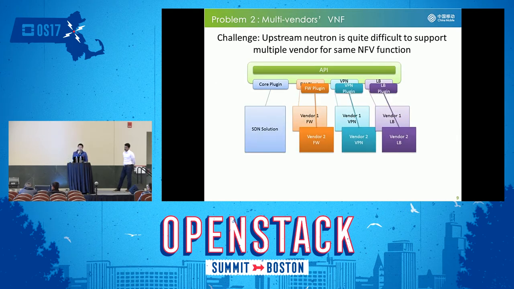The problem too is that upstream Neutron is quite difficult to support multiple vendors for the same VNF, because there is no general mechanism to manage the life cycle of the VNF. For example, it's quite hard to support multiple vendors' firewalls for the firewall as a service.